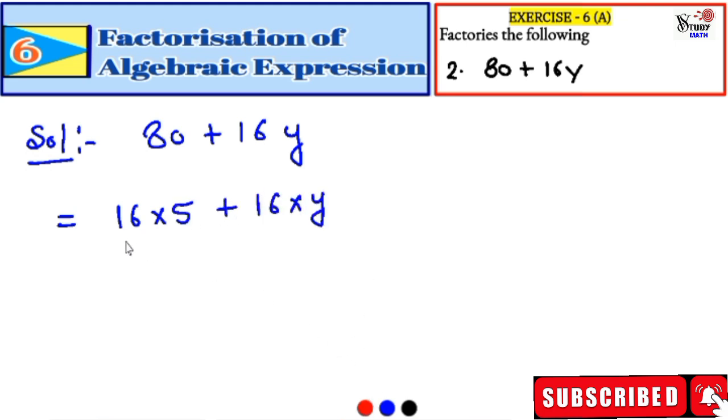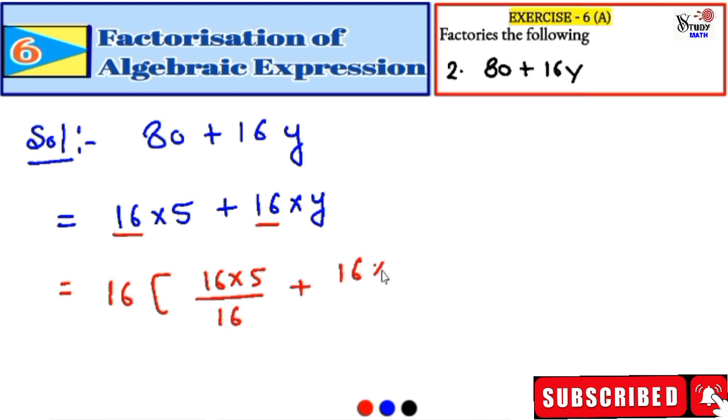My dear students, here you can clearly see in the first term and the second term 16 is common. So 16 is a common factor. So we take 16 as common like this, and the first term 16 multiply 5 is divided by 16, and the second term 16 multiply y is also divided by 16 because we take 16 as common. So here 16 cuts 16 one time and 16 cuts 16 one time.